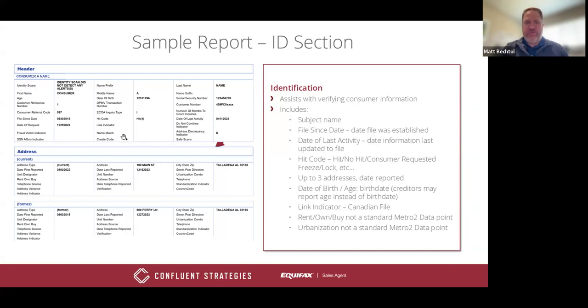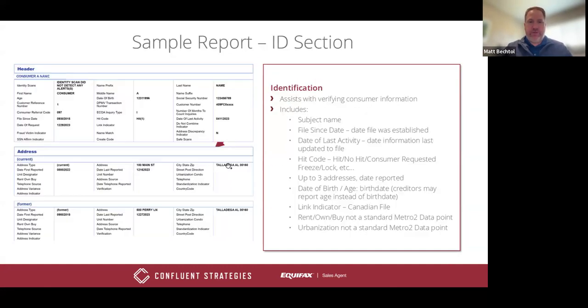There are two fields that Keystone puts into the address. There's a rent owned by flag, and there is also an urbanization indicator. Neither of those are standard data points that we typically capture, so most of the time those are going to be blank. We're generally just going to provide you with the addresses, the first date we obtained the address, the date that address was last reported, and then obviously what that address is.